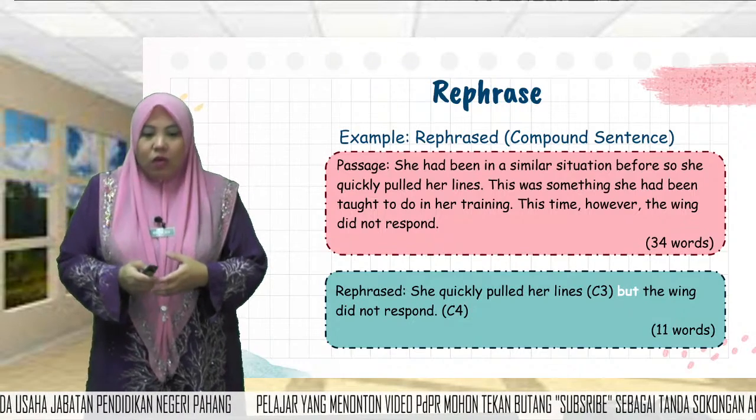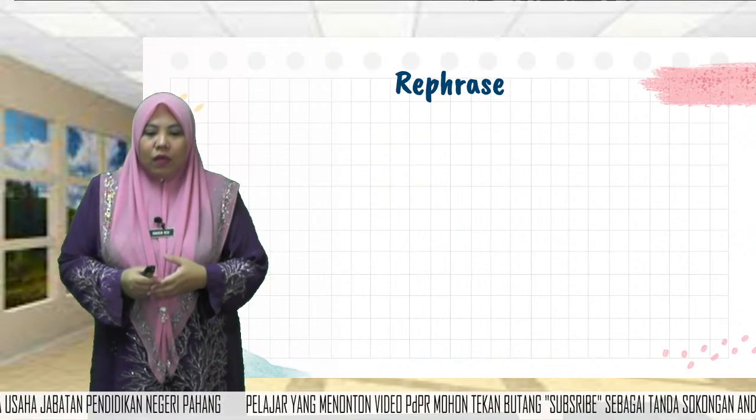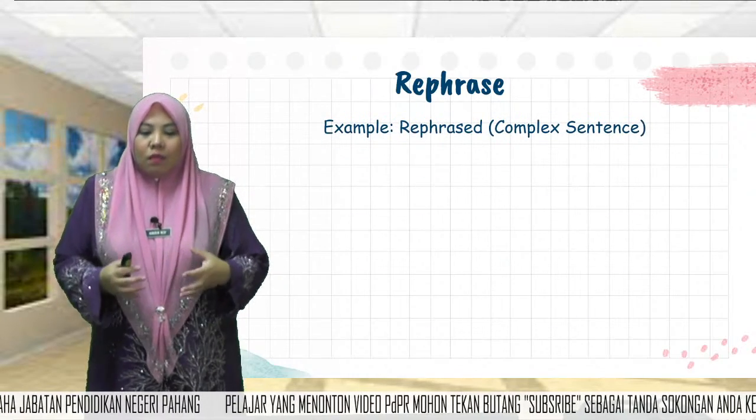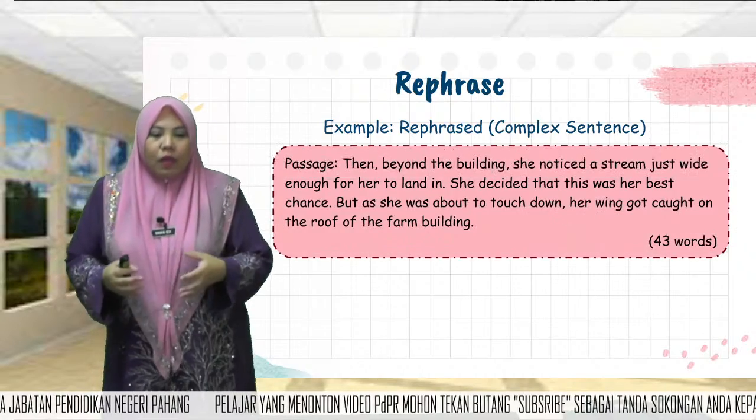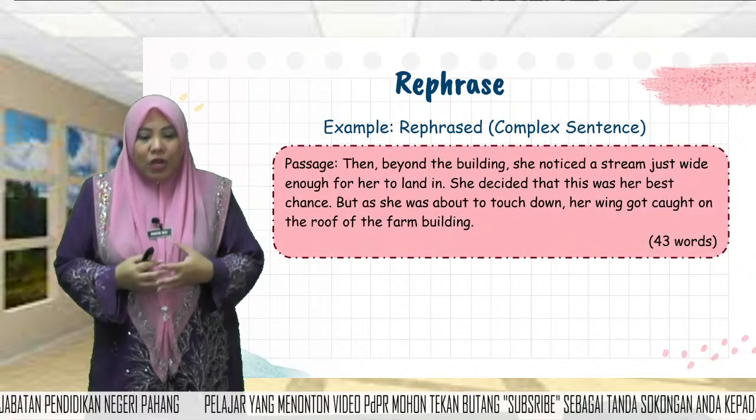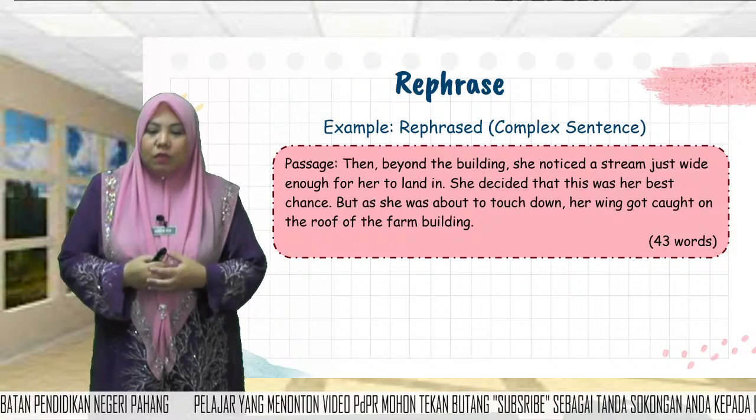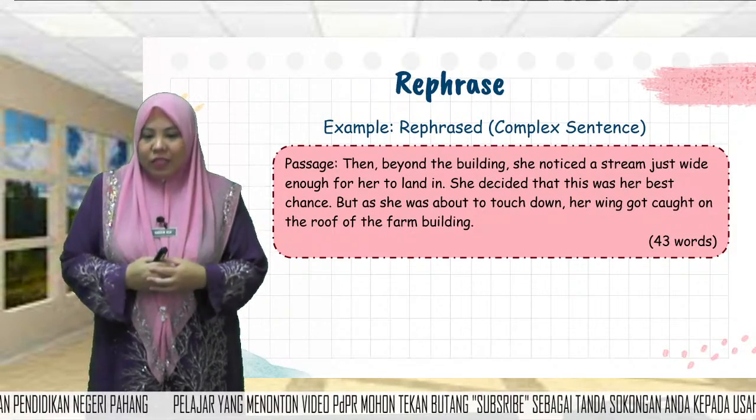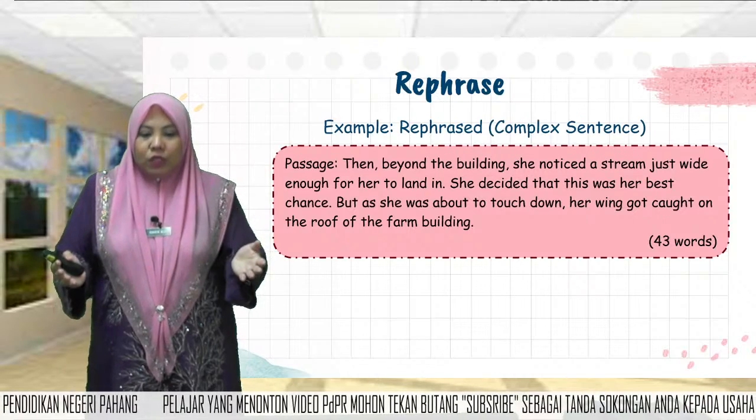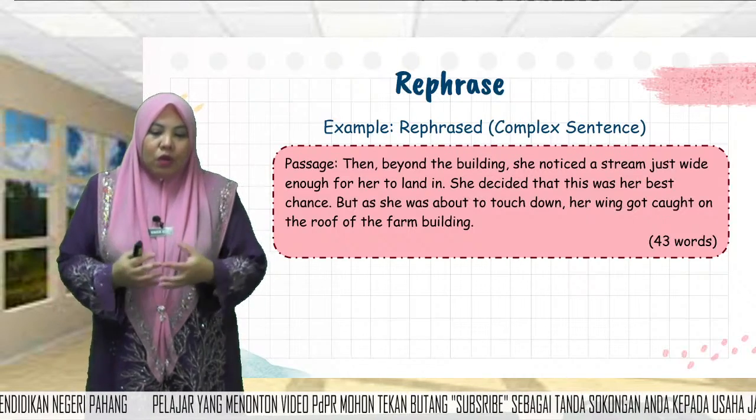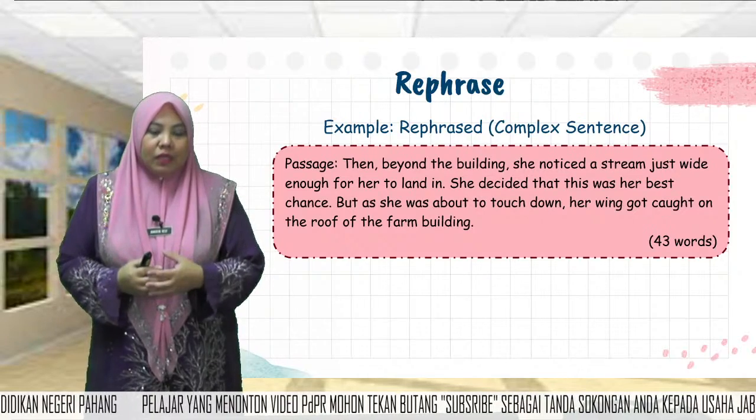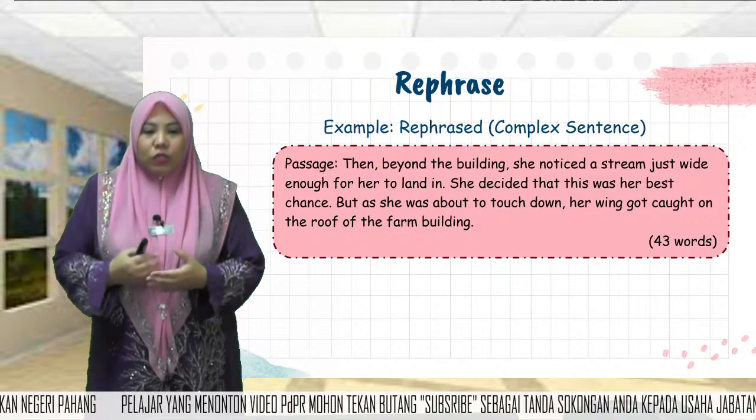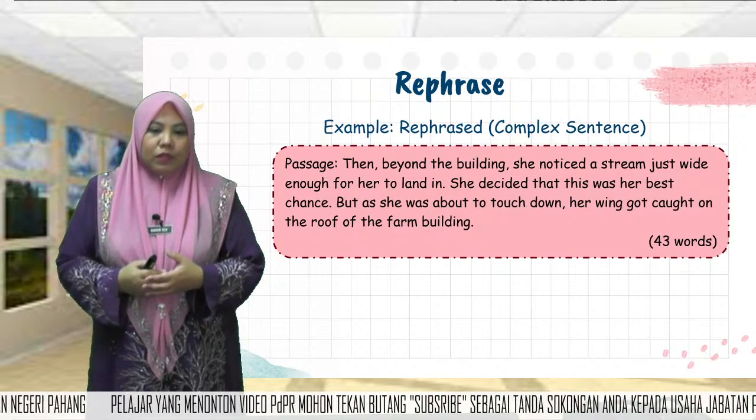Right? So moving on, we have rephrasing in a complex sentence. From the passage: then beyond the building, she noticed a stream just wide enough for her to land in. She decided that this was her best chance. But as she was about to touch down, her wing got caught on the roof of the farm building. So if you count the words from "then" until "the farm building", altogether there are 43 words.